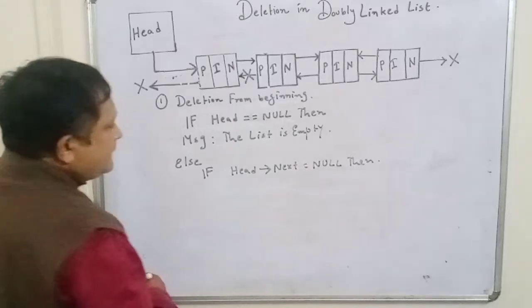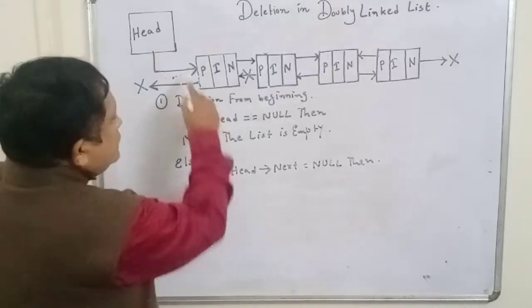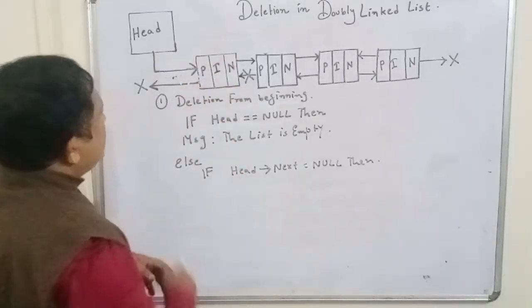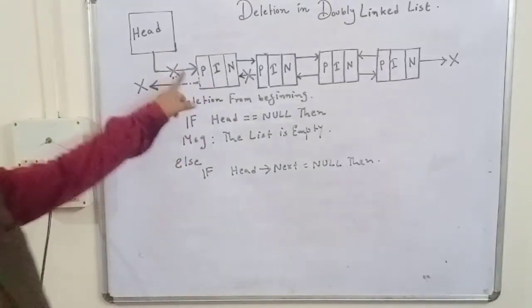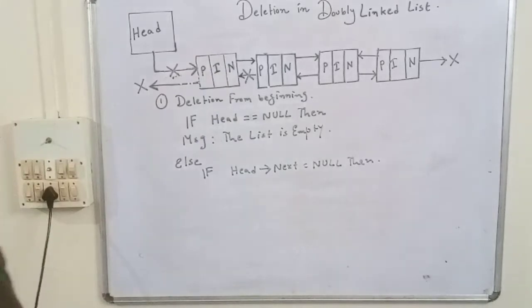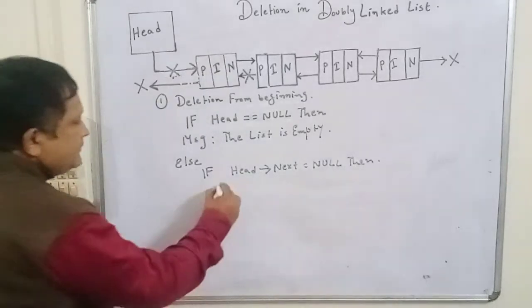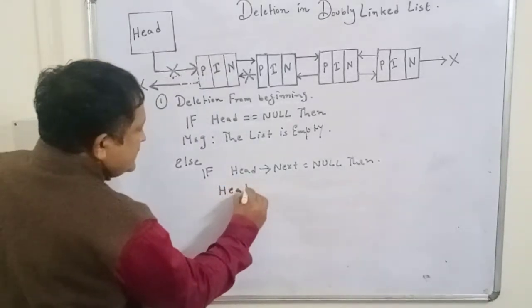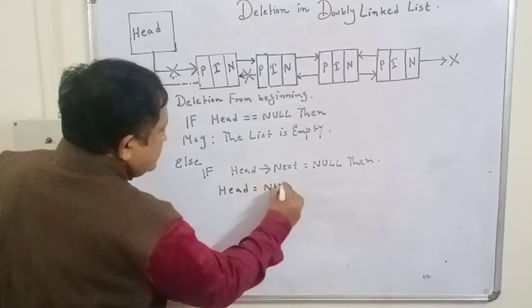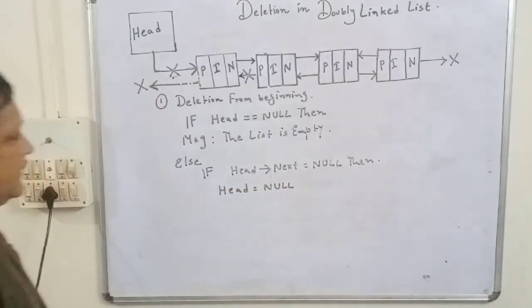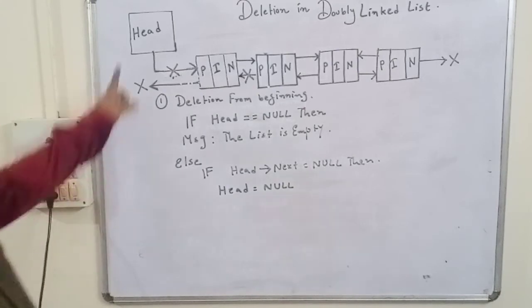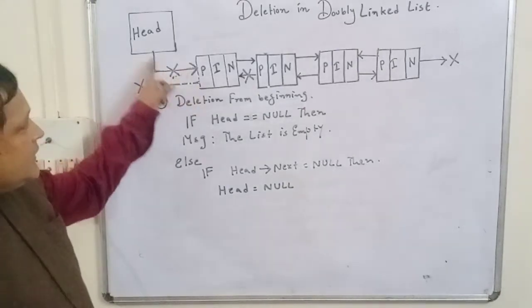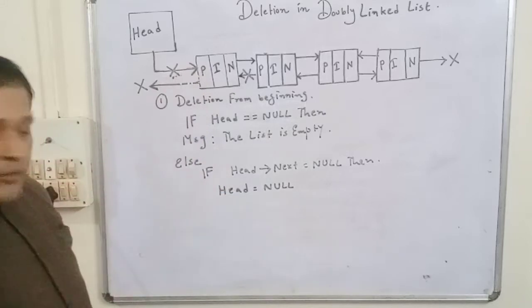If it is the only node we have, we delete that node. We have to just cut this particular connective and delete that node after that. How to cut this? Head will be made as null. Simple. So this connective will be just omitted.